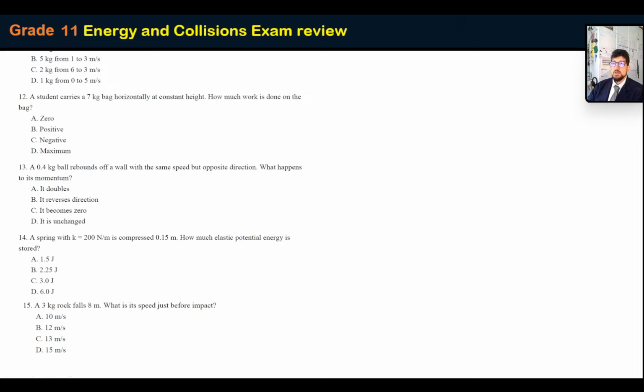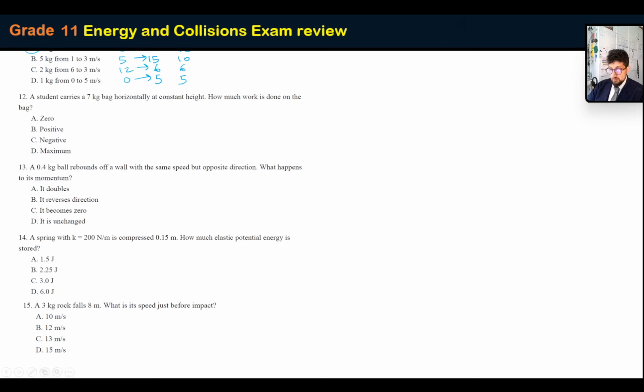So what I need to do is calculate the change in momentum. So I multiply 3 times 0 here. So it went from 0 to 12, because 3 times 0 is 0, and 3 times 4 is 12. In this case, it went from 5 times 1, which is 5, to 5 times 3, which is 15. And here it went from 0 to 5. So the difference is 12, 10, 6. It doesn't matter, that's negative 6. And here it's 5. So the biggest one is A. Okay?